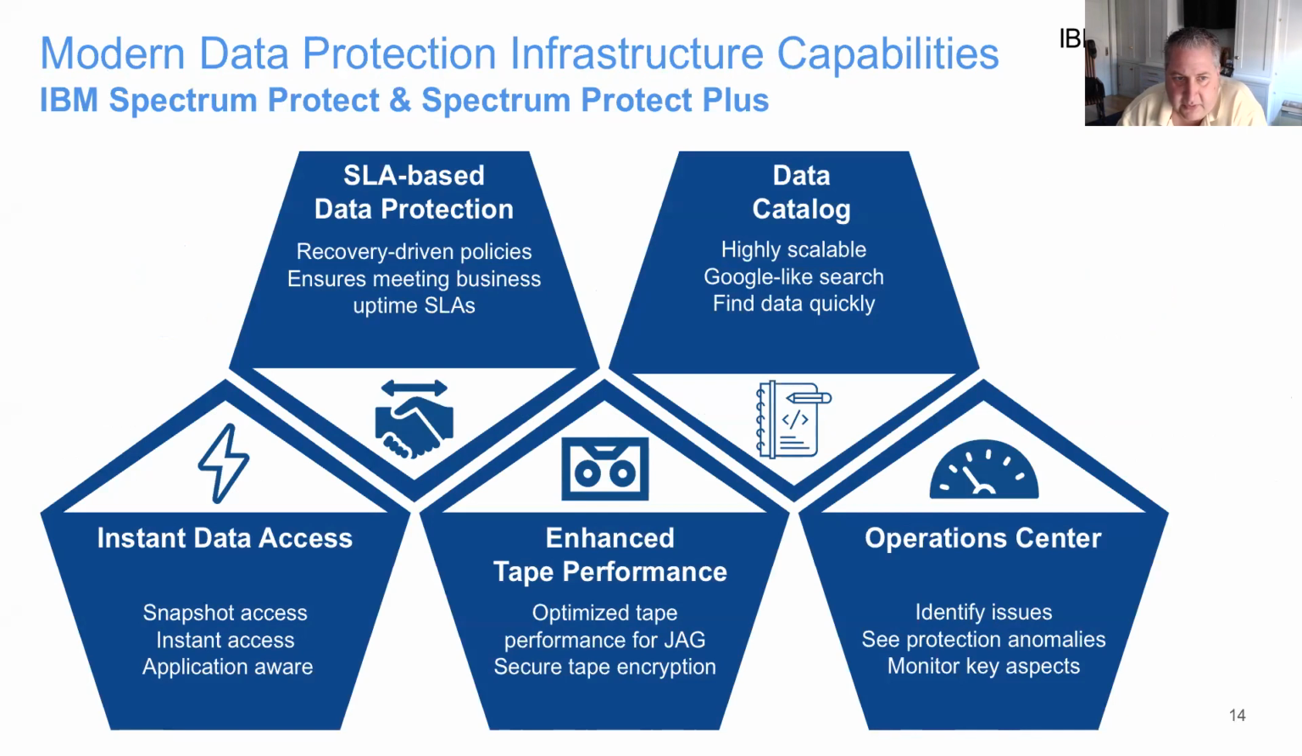So some examples, right? We talked about the data catalog. The SLA-based protection puts the recovery in the hands of the people that need it. The instant access is really from the snapshot base. I also put in here some enhancements that we have from a performance standpoint. This kind of combines both Protect Plus and Protect. So I wanted to highlight some things that were happening in the Protect side of things. And Operations Center also gives you full visibility into your overall operation.